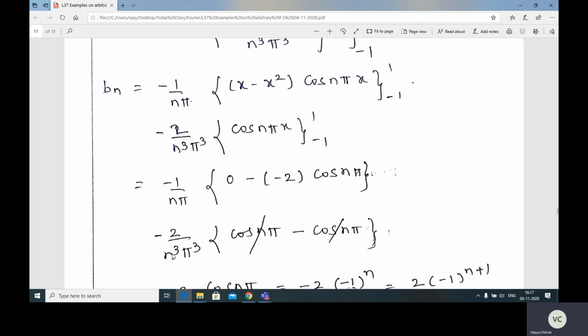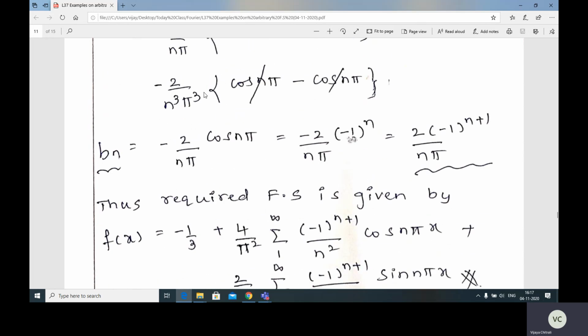So minus 2 divided by n cube pi cube, in place of x, 1: cos n pi, and in place of x, minus 1: minus cos n pi. So cos of minus theta is cos theta. So cos n pi plus minus cos n pi cancels. So 0 into something is 0. So Bn is equal to minus 2 divided by n pi cos n pi, that is minus 2 divided by n pi into minus 1 raised to n, which is equal to 2 divided by n pi. So multiply this minus 2 with this minus 1 raised to n. So you'll get this as minus 1 raised to n plus 1 divided by n pi.